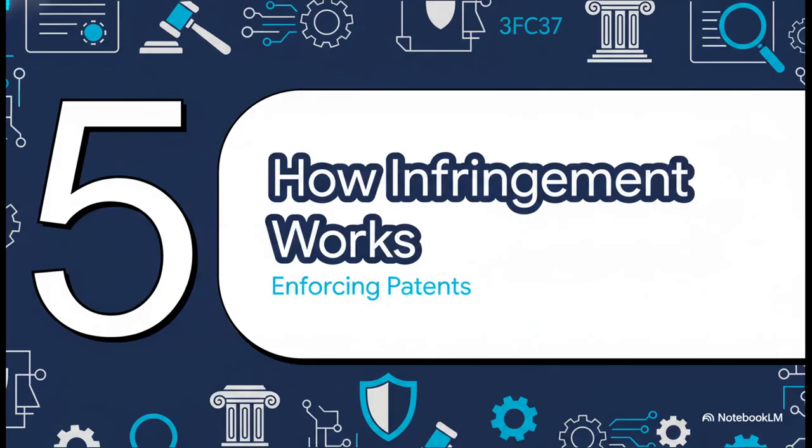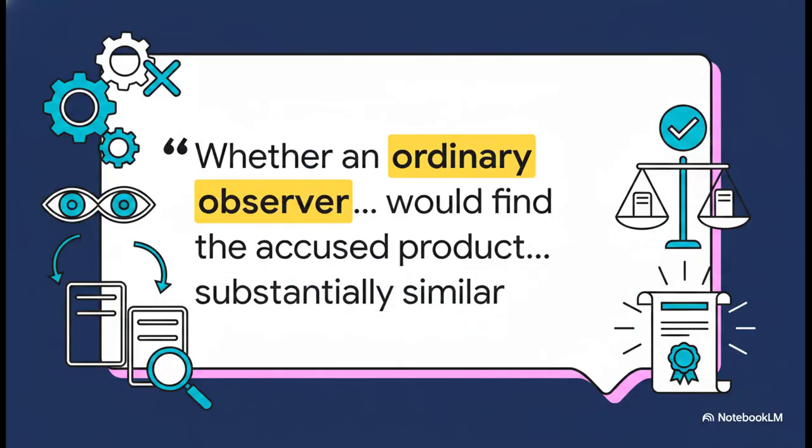Finally, Section 5, how infringement works. We have to look at how this protection actually holds up in court when a competitor inevitably tries to copy you. For design patents, we apply the legal standard from the Federal Circuit case, Egyptian Goddess. The test asks whether an ordinary observer, meaning a typical purchaser paying normal attention, would find the accused product and your patented design substantially similar.